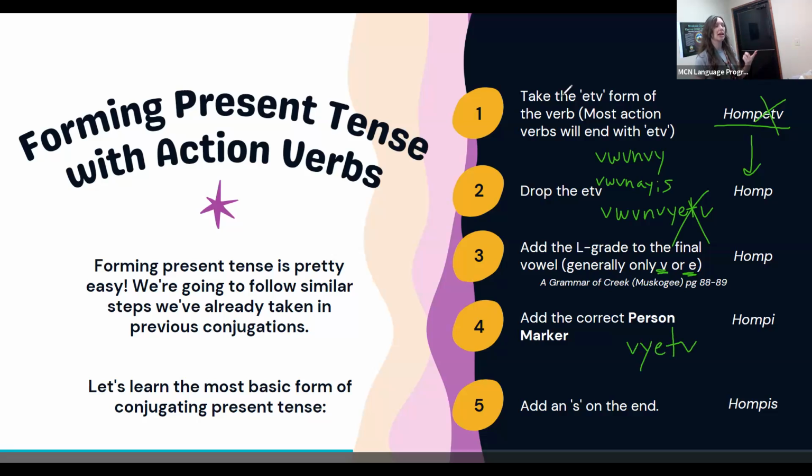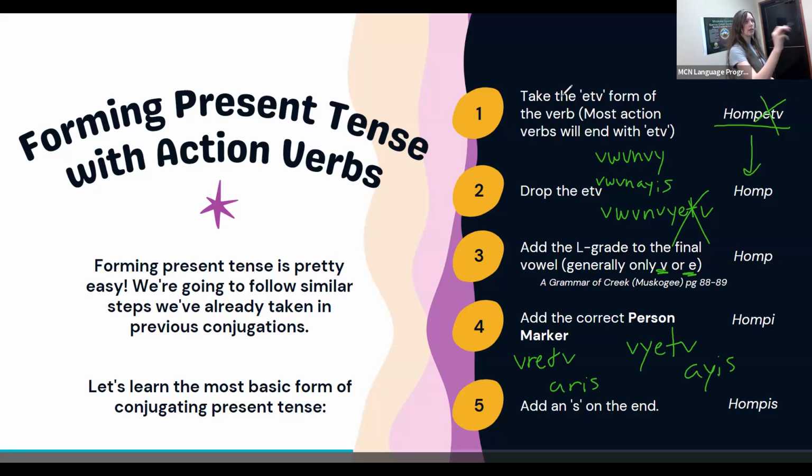When people say it, they say ayes. Same with afida, to go about. But when I'm saying I went, I'm going about, people say place. That's why it's this L grade. V becomes A, short E becomes long E, as long as it's the last vowel.